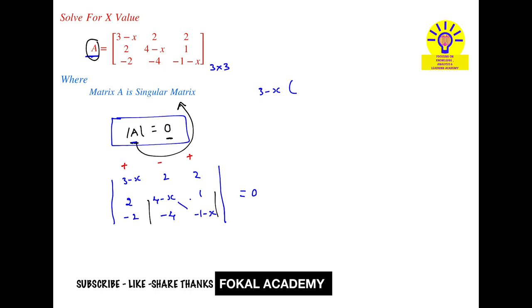4 minus x into minus 4 minus x, minus of minus 4 into 1. That is 4 minus x into minus 1 minus x, minus of minus 4, that is plus 4. Next, minus sign is there. So minus 2, that is for its minor, that is for these two columns. So 2 into this value. Minus 1 minus x. So minus 1 minus plus 2.